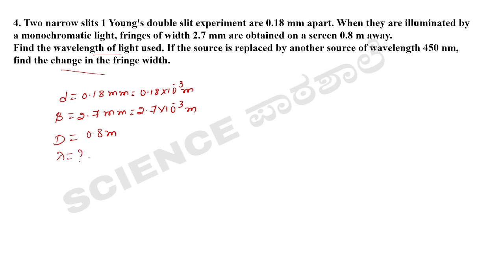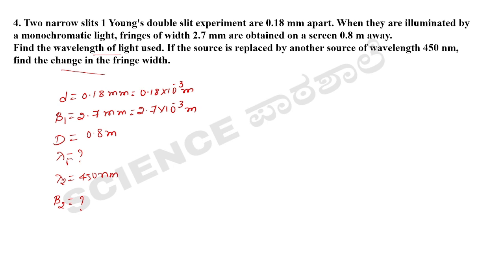We have to calculate lambda. Then, if the source is replaced by another source of wavelength 450 nanometer, take the first as beta 1 and lambda 1. The new source is lambda 2, given as 450 nanometer. Then we find the fringe width, beta 2, which we have to calculate. First we'll do the lambda.